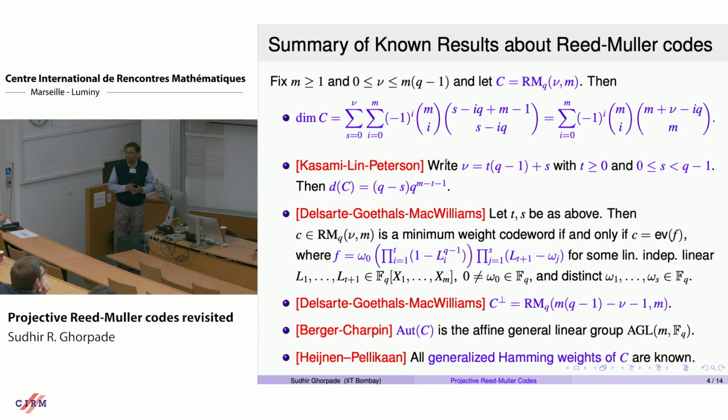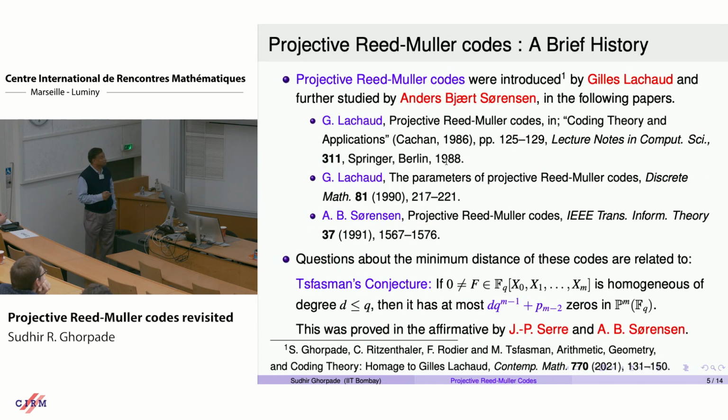This is really one of the most widely studied codes. Doesn't mean we know everything. Tomorrow we are going to hear about the covering radius, and that's a big open problem. Okay. Now let me come to projective Reed-Muller codes. So here is again a little bit of history. These were introduced by Gilles Lachaud, the person I was talking about in the beginning, and were also studied by Sørensen.